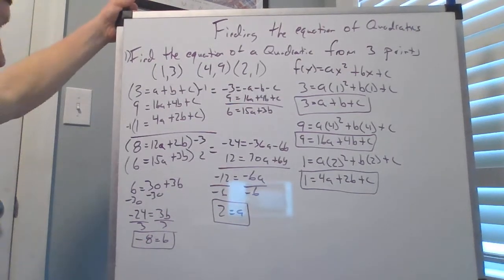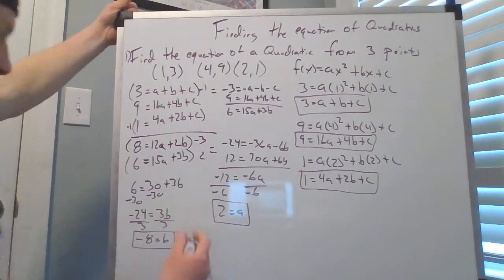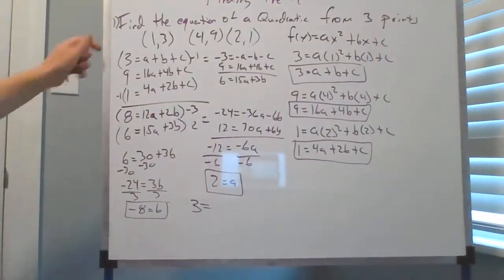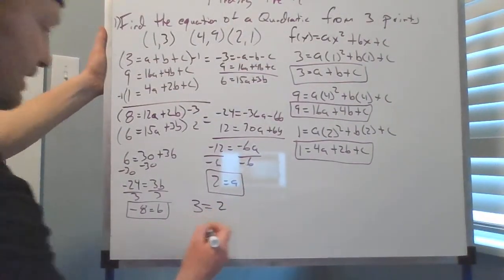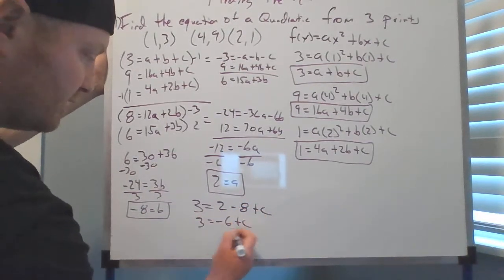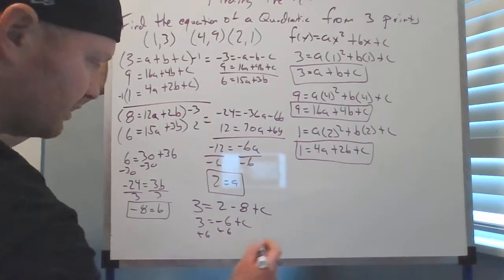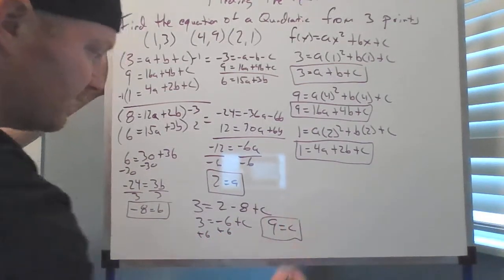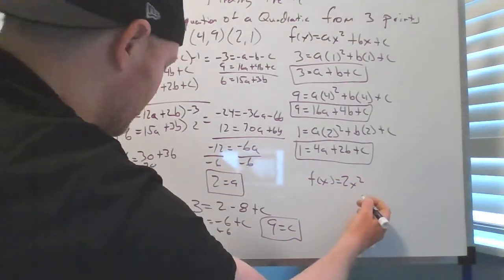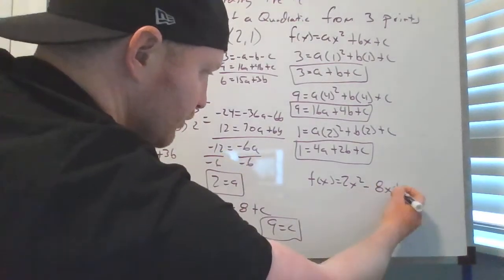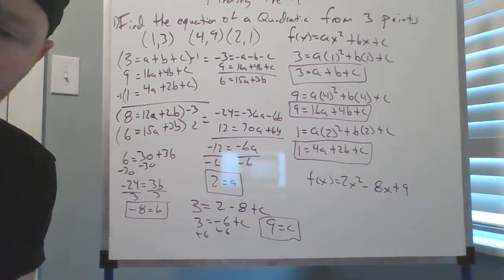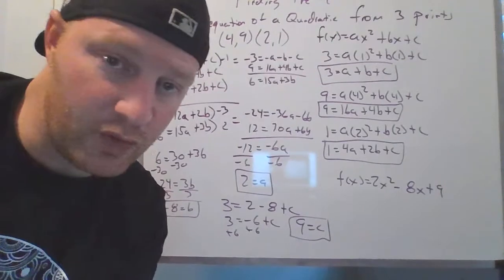Now let's solve for c. I'll use this equation up here because that requires the least. So 3 equals, can you see this? Probably not. Let me scroll down. 3 equals a is 2, b is -8, plus c. So 3 equals -6 plus c. Add 6 to both sides. So 9 equals c. Our final equation is f of x equals 2x squared minus 8x plus 9. That is how you do one like that. You'll see that in today's work, and I will see you guys in today's Google Meets.